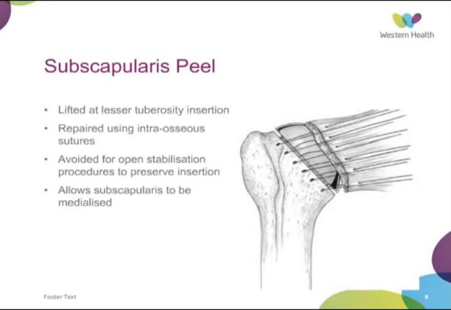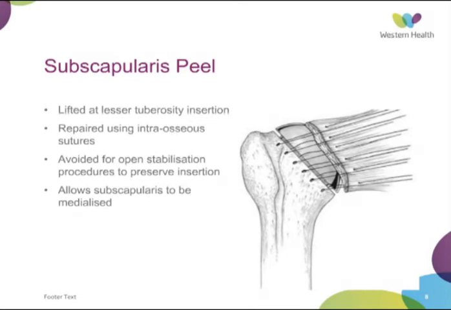So I'll describe the subscapularis peel first. In some ways, this seems to remind me of the hard hinge of the shoulder. So essentially what you're doing is peeling up the tendinous insertion of subscapularis from around the anatomical neck to the lesser tuberosity. This allows you access to the joint for your shoulder surgery, and after you've completed your procedure, you can use intraosseous sutures to hold it back down again.